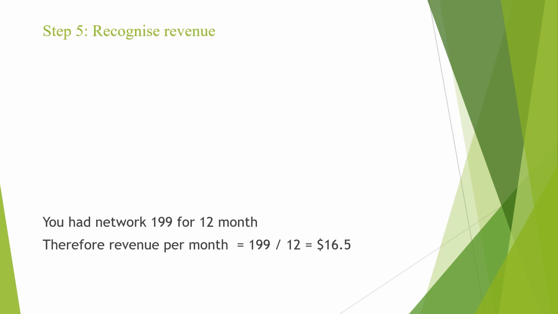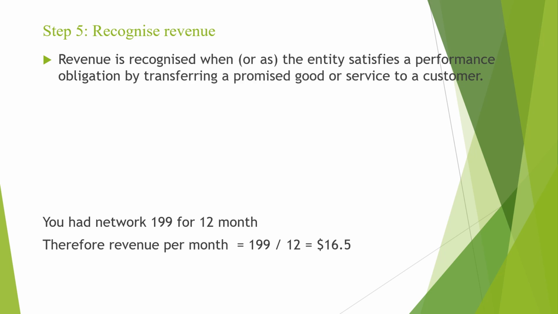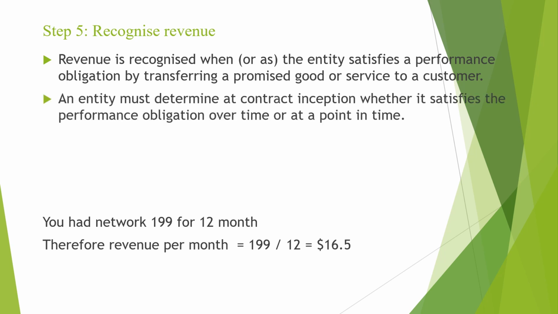Now, recognize the revenue. Fifth step is to recognize the revenue. The revenue can be recognized when or as the entity satisfies the performance obligation. Okay. Please remember, the revenue is recognized only when the performance obligation is satisfied by the entity or the seller by transferring the promised goods and services to the customer. An entity must determine at contract inception whether it satisfies the performance obligation over a period of time or at a particular point of time. This is best explained with the previous example of Geo itself.